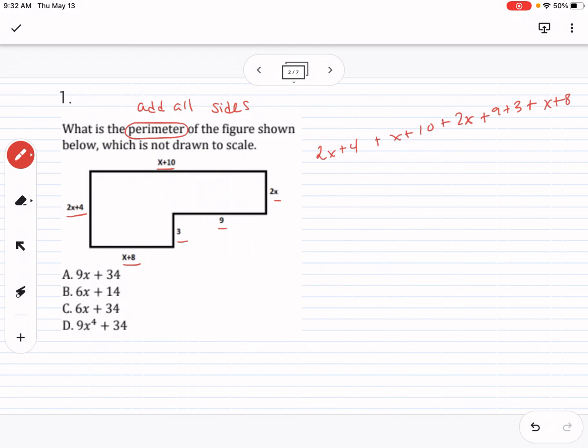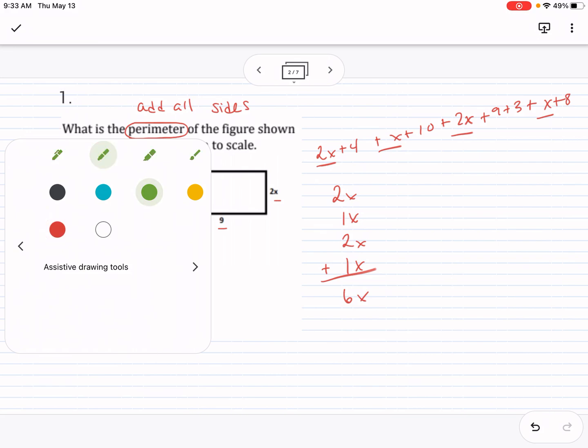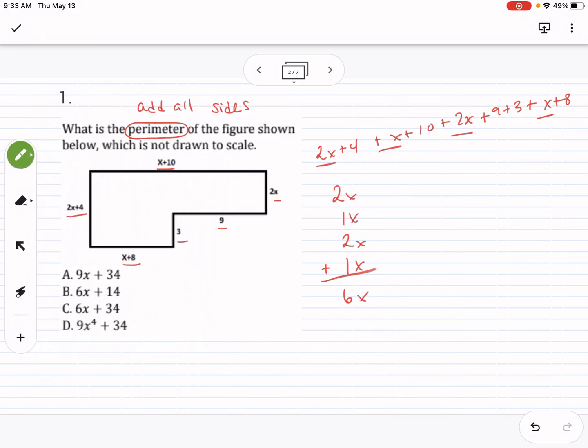From here, you would combine like terms. I actually think it's easier when you're doing the polygons if you're writing them vertically. So we have 2x, 1x, 2x, and another 1x. And if we add those together, we get 6x. And then for the constants, we have 4, 10, 9, 3, and 8. If we add all of those together, we get 34. So that means our final answer would be 6x plus 34.